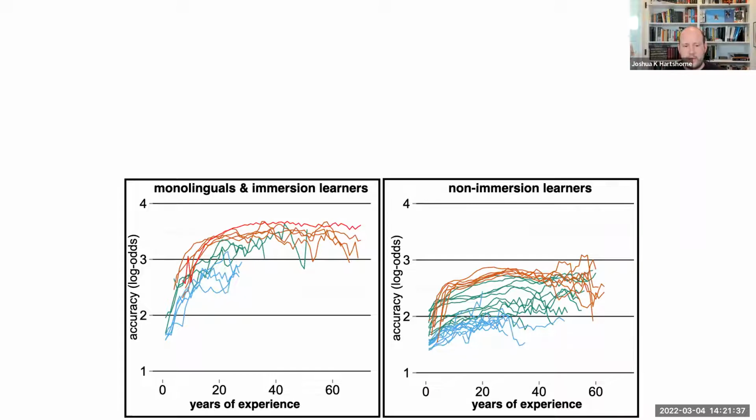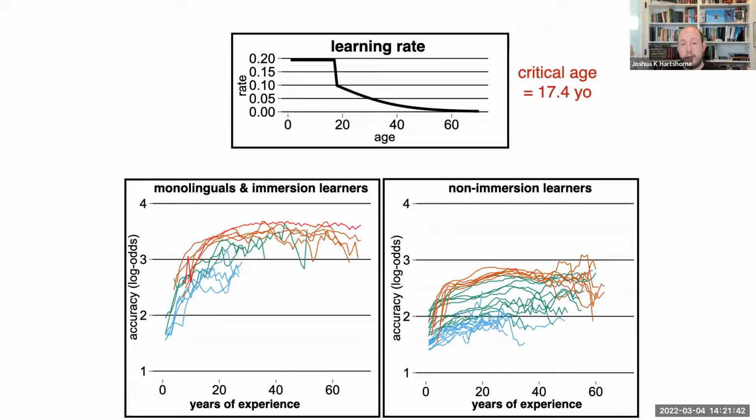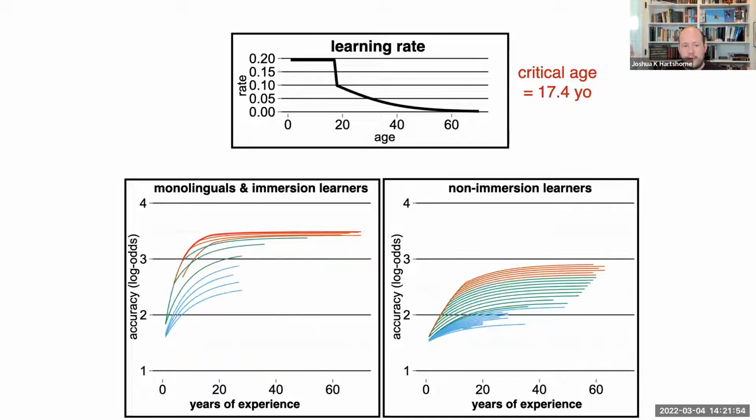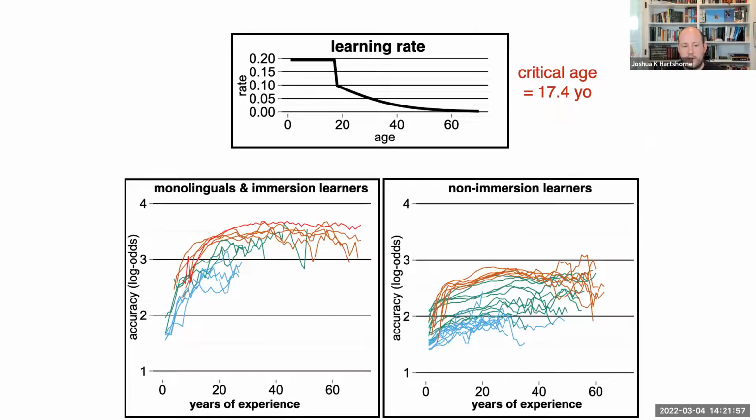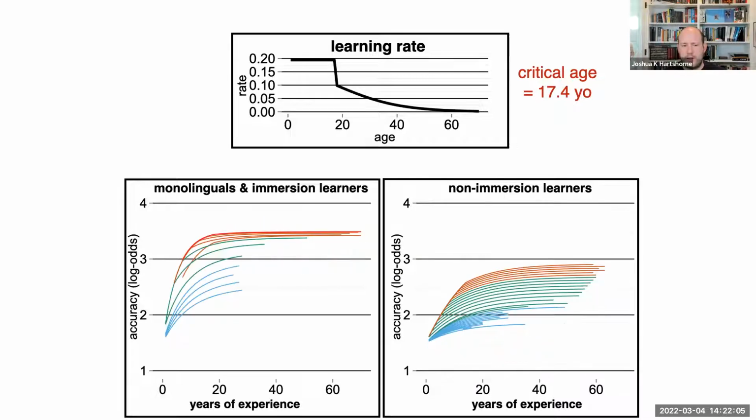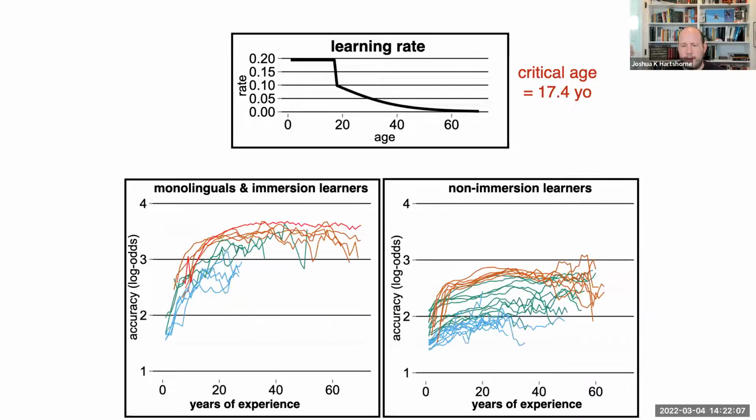Okay, well, here were our results. Here is our best fitting curve for learning rate, with this really sharp drop of almost 50% in learning rate at around 17 and a half years old. And this actually fits the data pretty well. This is the actual data, and this is the fitted curves. You can see it's really capturing a lot of what's going on in the data.